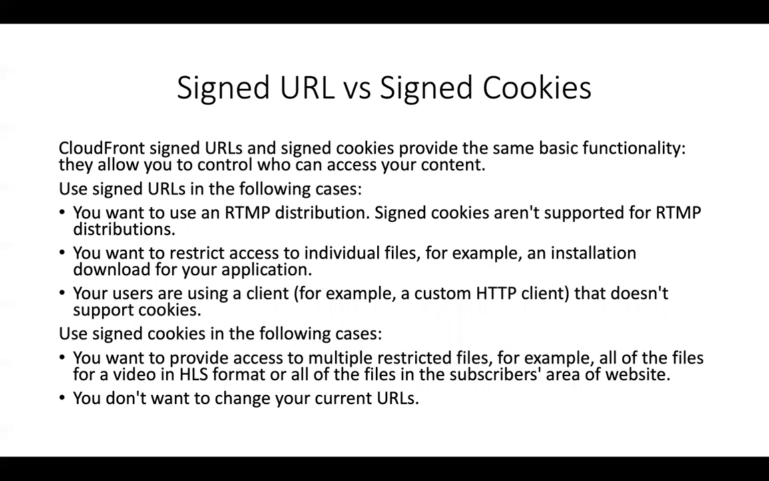But you would use a signed cookie in scenarios where you want to provide access to multiple restricted files, for example a folder, or multiple videos and so on. You don't want to use a signed URL in those scenarios, because then you will get a URL for every object that you sign, right? So instead, you can go with a signed cookie for multiple restricted files, and also when you don't want to change your current URLs. You want to keep the existing URLs for your application, and then you use signed cookies to sign that content and give it out to a specific set of users, with restricted access for multiple files, right?